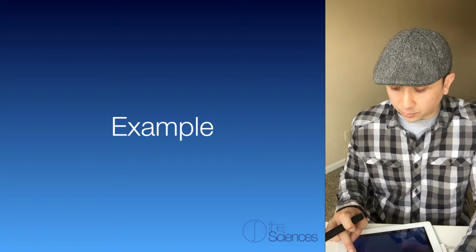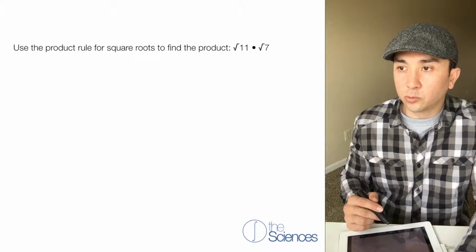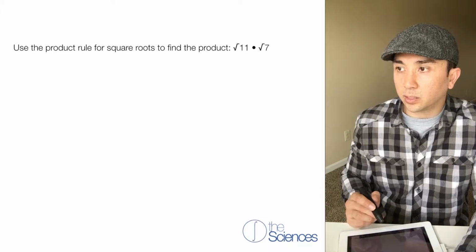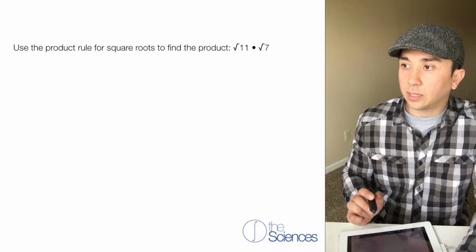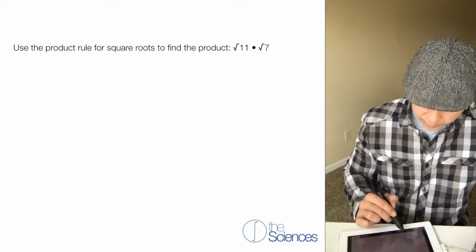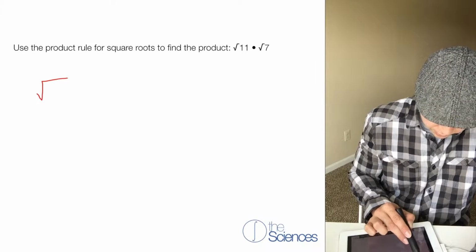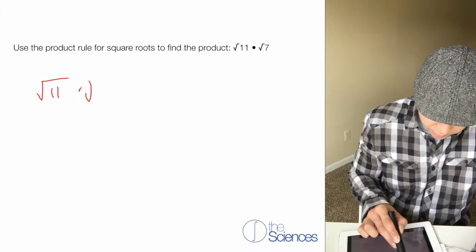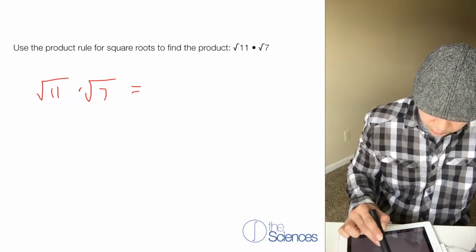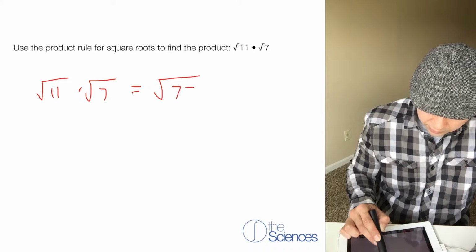So let's do an example. Use the product rule for square roots to find the product of the square root of 11 times the square root of 7. So here we have the square root of 11 times the square root of 7. So that's just the square root of 77.